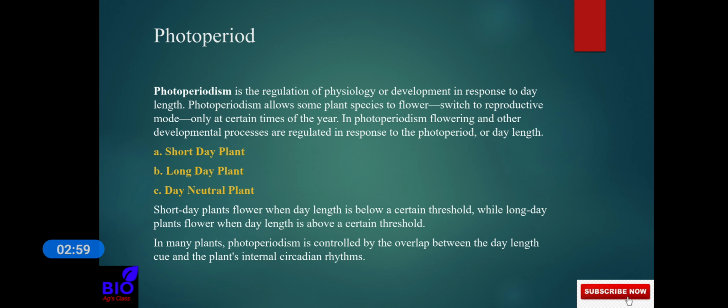On the basis of the rhythm of light and dark, plants are divided into three categories: short day plants, long day plants, and day neutral plants. So how do they work? How can a plant actually measure how much day length it requires?